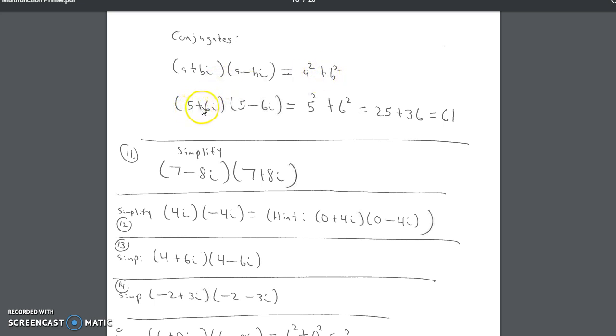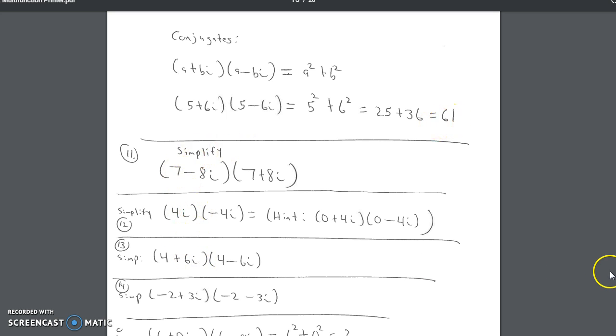Now, for example, 5 plus 6i times 5 minus 6i. By this form up here, the a is 5, b is 6. So it's 5 squared plus 6 squared. And by order of operations, it's 25 plus 36, and that's 61. Take advantage of this when you do these.